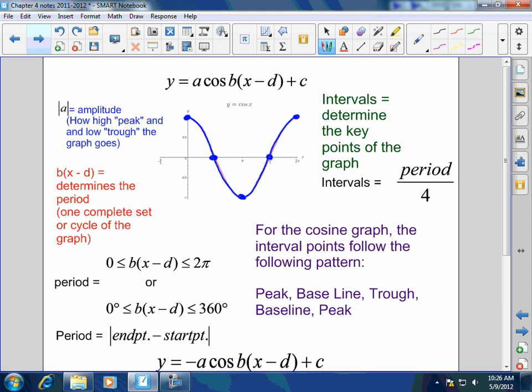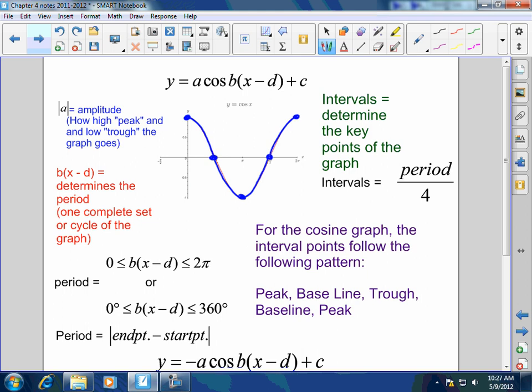It's the only difference. The C is still going to move it up or down. The interval is still going to be the period divided by 4. How you find the period is still going to be b times x minus d is greater than or equal to 0, but less than or equal to 2 pi, or 360. You get the end point minus the starting point. That's your whole period. You divide it by 4. You find your intervals. Same thing. So the cosine and the sine are identical as far as calculations go. As far as the actual graphing goes, of course, it's a little bit different.